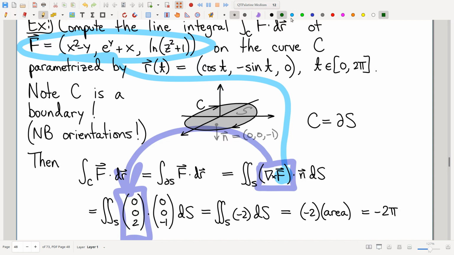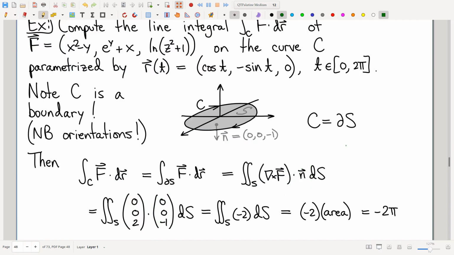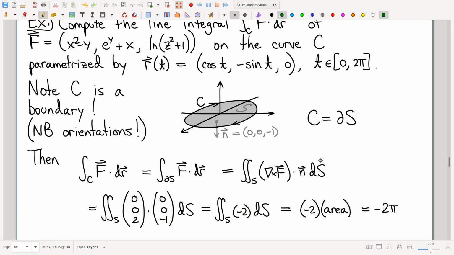Let's see, we already talked about the normal vector being downward, and this then turns into a super easy integral, constant over a well-known shape. Problem solved. Questions? Everybody good? All right. Okay.